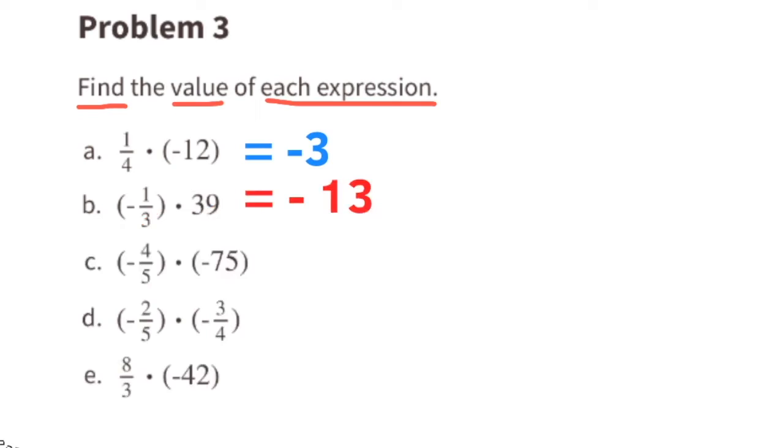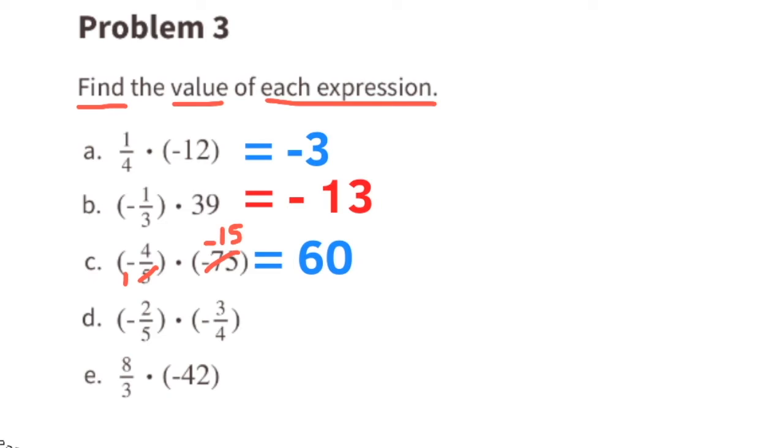C. Negative 4/5 times negative 75. This is a negative times a negative, so we know that the answer is going to be positive. Let me walk you through this one. 5 divided by 5 is 1, and negative 75 divided by 5 is negative 15. So we can rewrite this as negative 4 times negative 15. Once again, a negative times a negative is a positive, and 4 times 15 is 60. So negative 4/5 of negative 75 is positive 60.